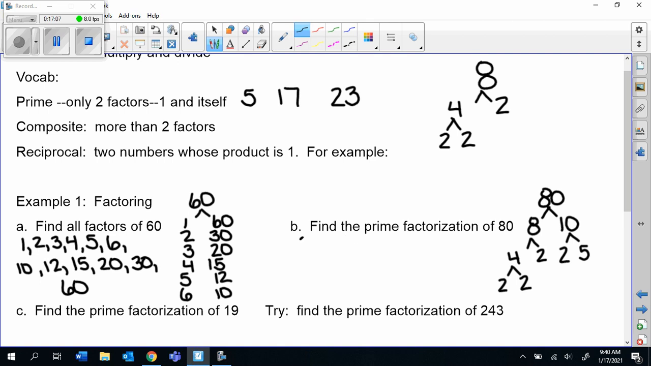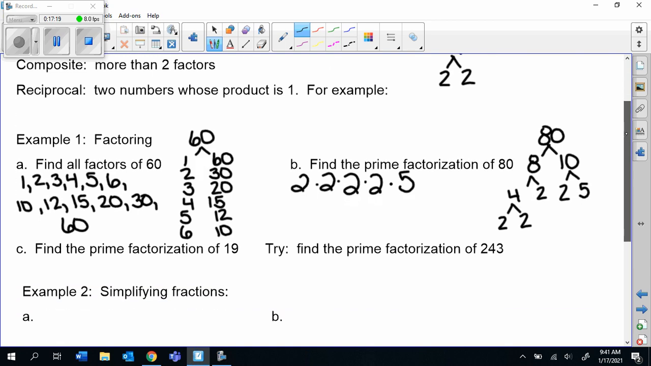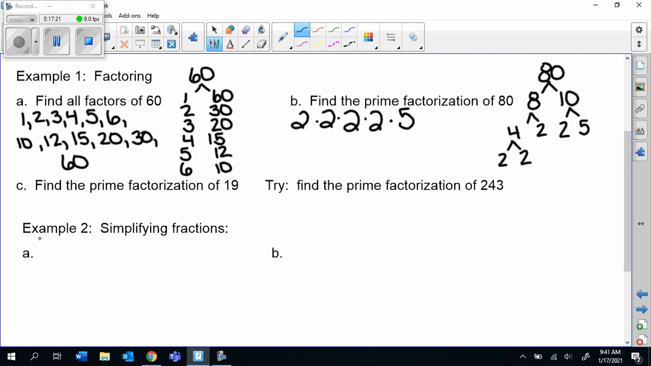Talking about one thing and writing something else. 2 times 2 times 2 times 2 times 5. So one is separated with commas, one is separated with multiplication symbols. All right, C. Well, I didn't leave myself a ton of space here. Oh, we don't need it.